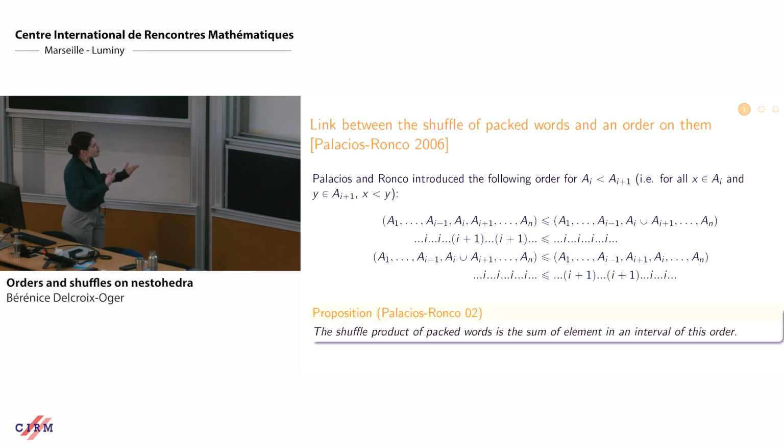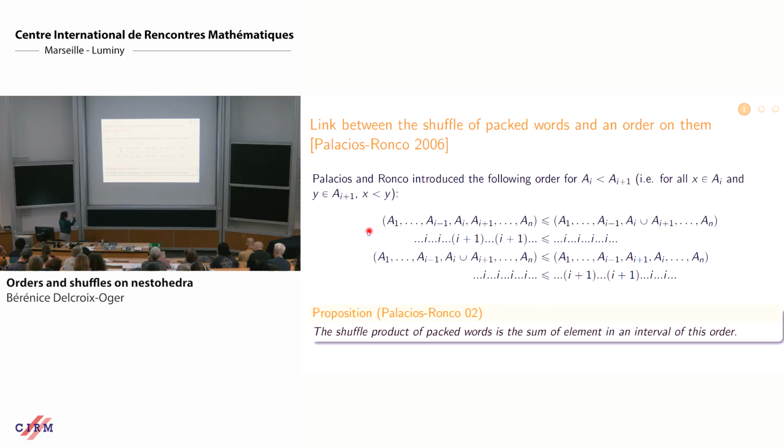And once again, there is a relation between the shuffle product of packed words and a sum of elements in an interval of this order. So which order? The convenient order was introduced by Palacios and Ronco in 2006. Here I just passed the definition of Palacios and Ronco in terms of surjections. I've tried to translate it in terms of packed words here.